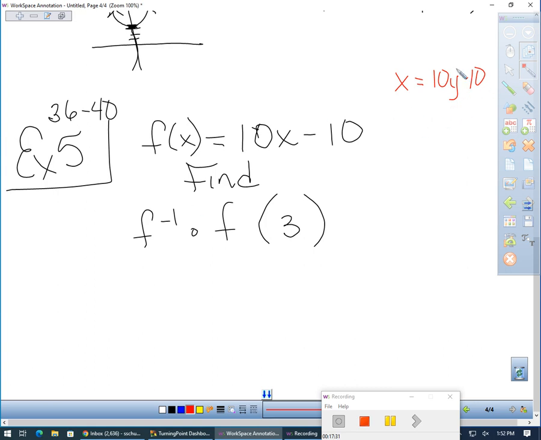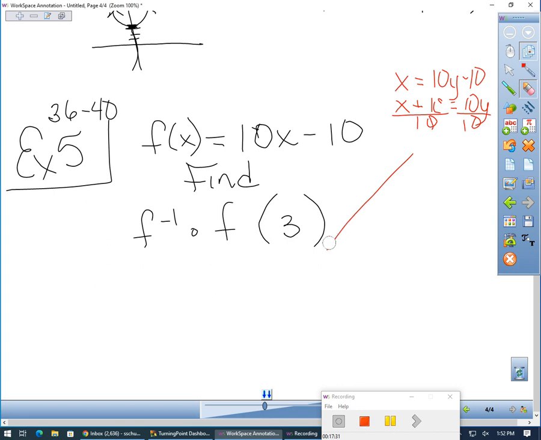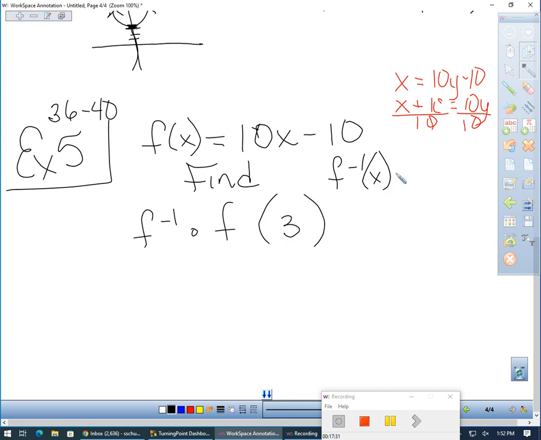Not quite. Close. Okay, we switched our x and y around, so we're going to add our 10 over, right? So I have x plus 10 equals 10y. Then I divide by 10. All right, so this inverse function. Everybody good on where the inverse function came from, right? Yes or no? Okay. The inverse, or f inverse of x, is x plus 10 divided by 10.